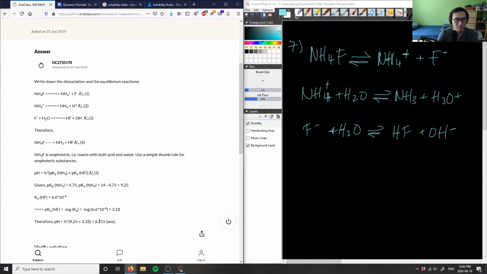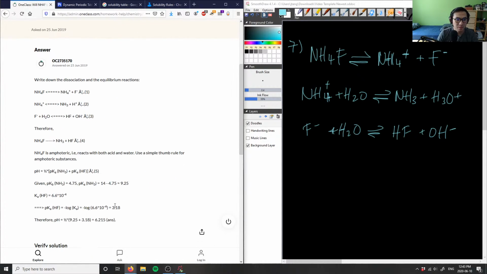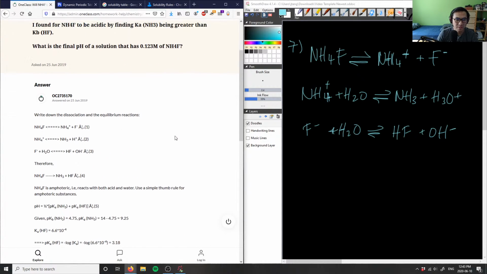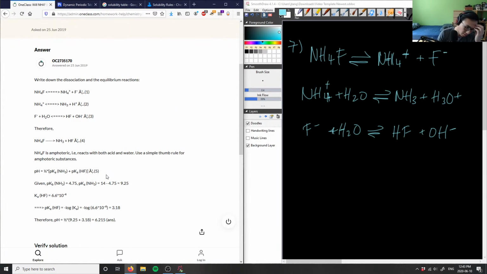Because I'm solving for the pH here, but it doesn't rely on my pH here, it just relies on my pKa. So this solution here is incorrect. We can actually use, so what I was talking about before, the Henderson-Hasselbalch equation.